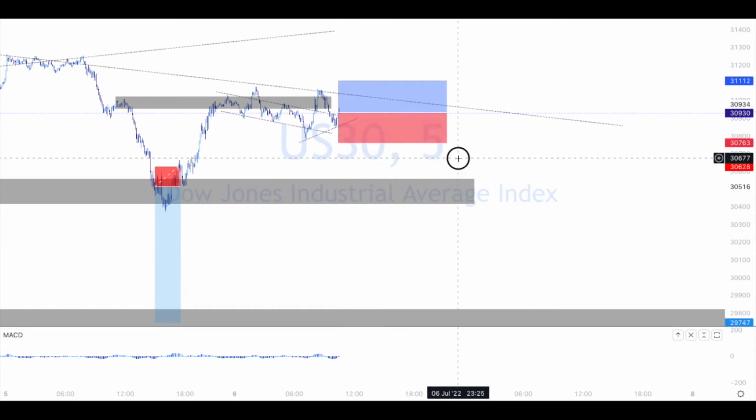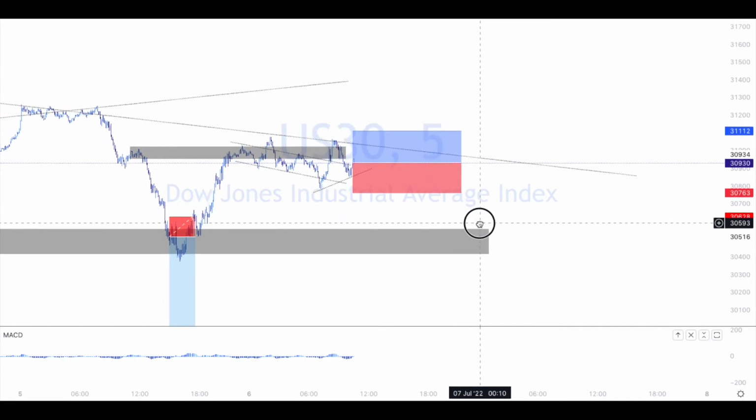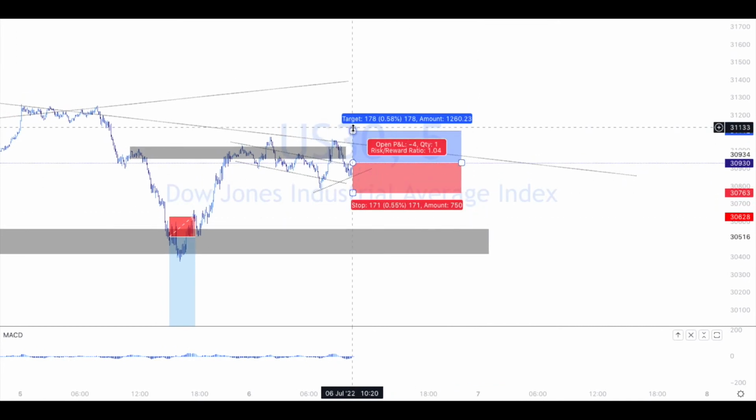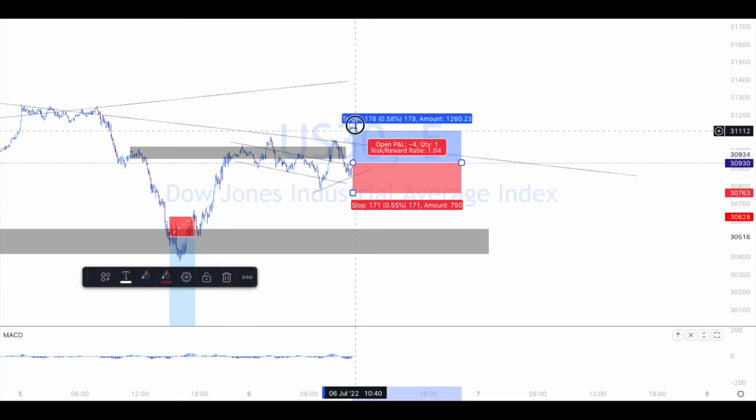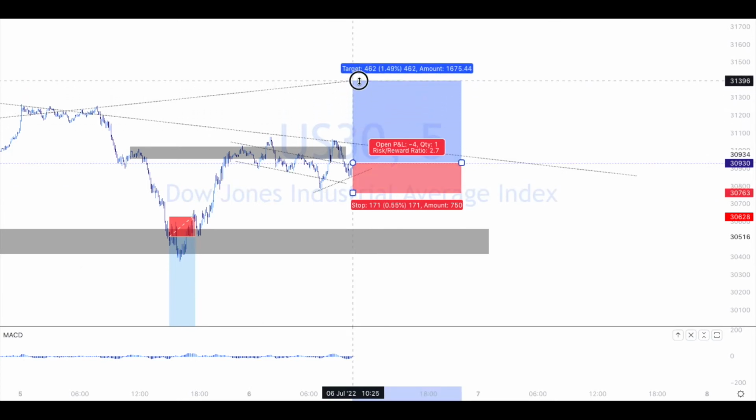And US 30 is super dangerous, man. Like, even on a 5-minute chart, the stops are crazy. 171. Right, but anyways, it is what it is. So we're just gonna do that.